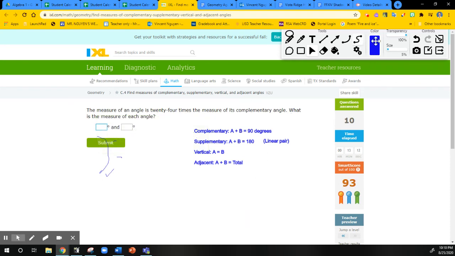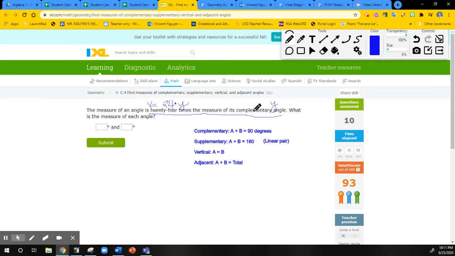All right, and so now it's not a picture, but it's a description. And I'm sure there's some keywords that we have to know here. One angle is 24 times the measure of its complementary. So one angle is 24 times the other angle. Let's say the other angle is y. So this is my angle x, which equals 24 times the other angle, angle y, right?